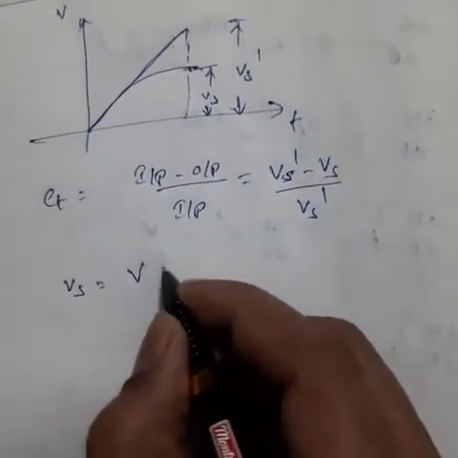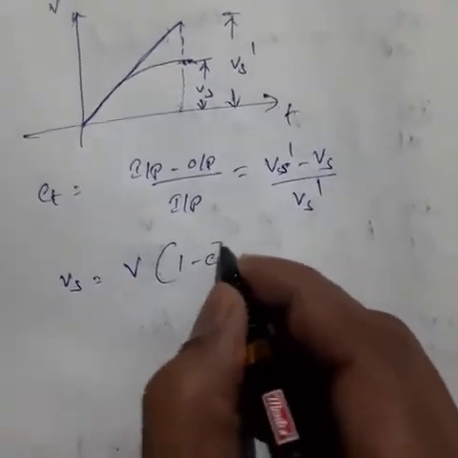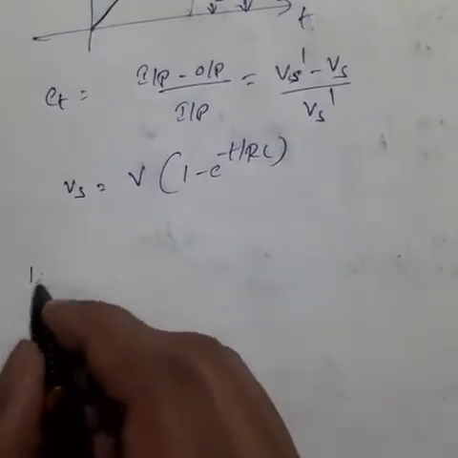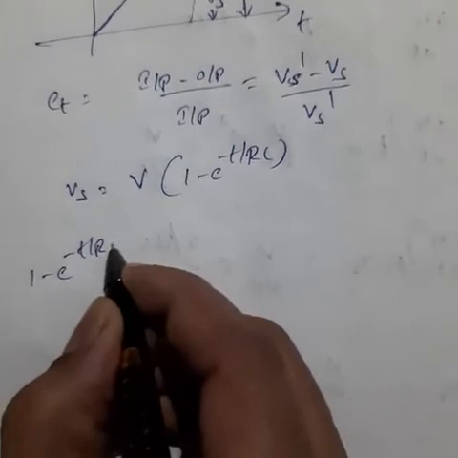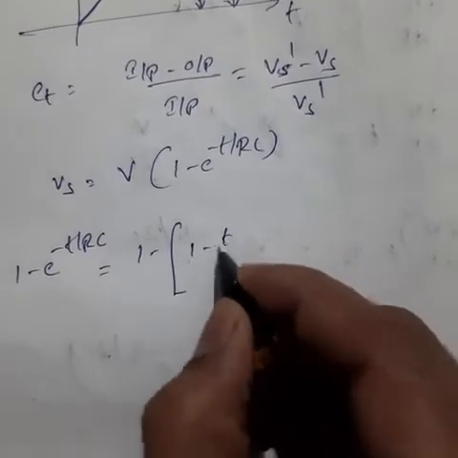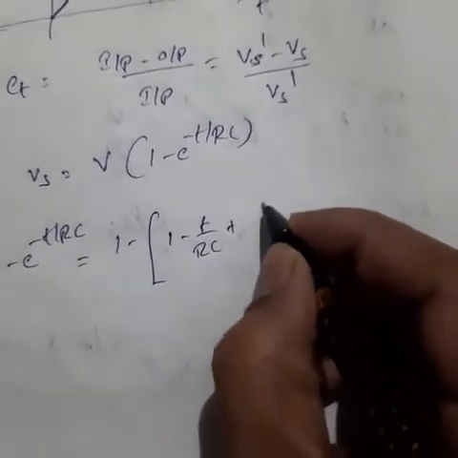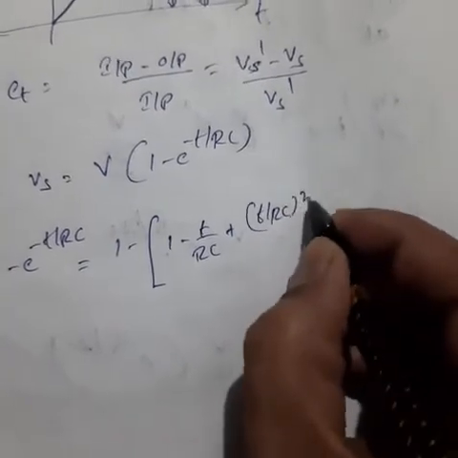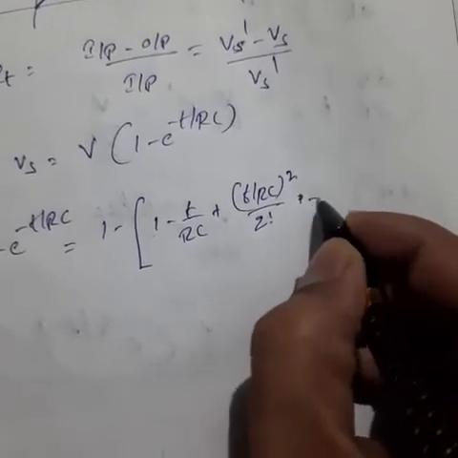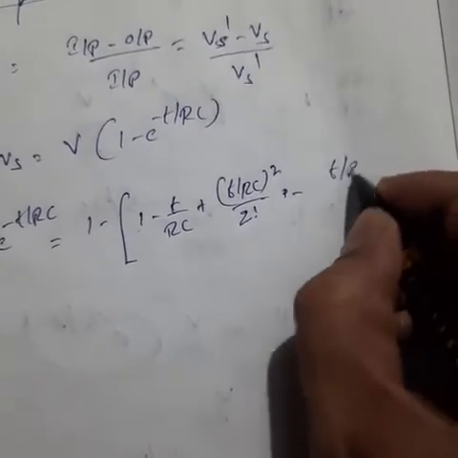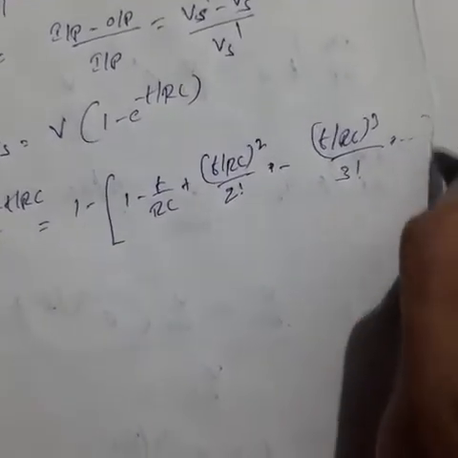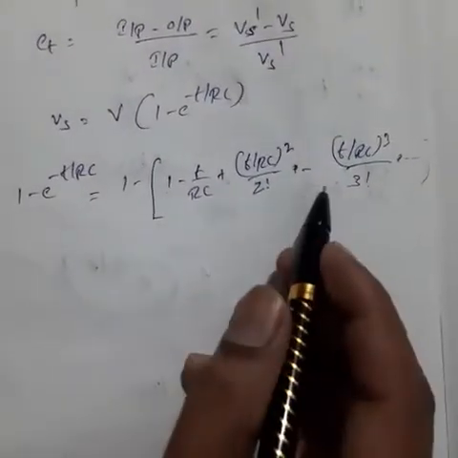For exponentially increasing signals, you know that Vs equals 1 minus e power minus T by Rc. If we expand the exponential, we get 1 minus T by Rc plus (T by Rc) whole square by 2 factorial minus (T by Rc) whole cube by 3 factorial, and so on.